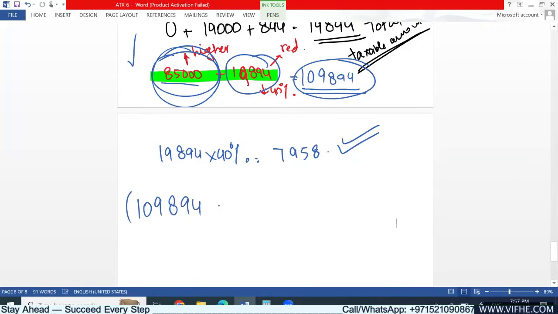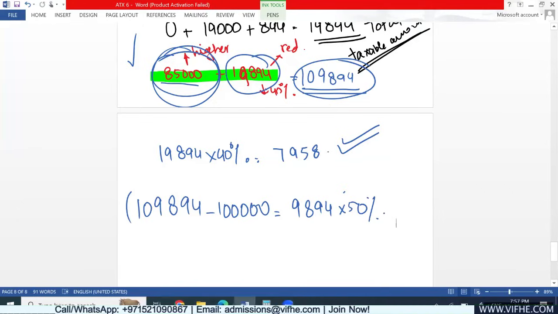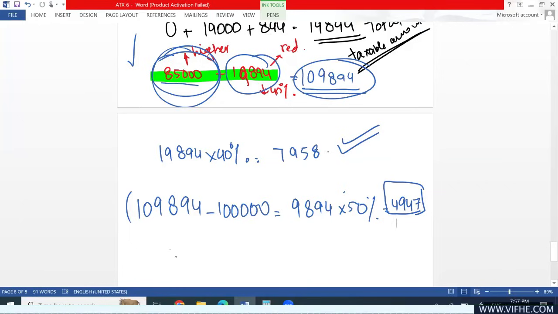109,894 is the ANI now, which is more than 100,000 pounds. So what is the extra figure? That is 9,894. Half of this figure is equal to 4,947, I believe. This is the value which Esla will lose. And by losing this value, she will be paying taxes on this 4,947. So 4,947 will be withdrawn from the personal allowance.